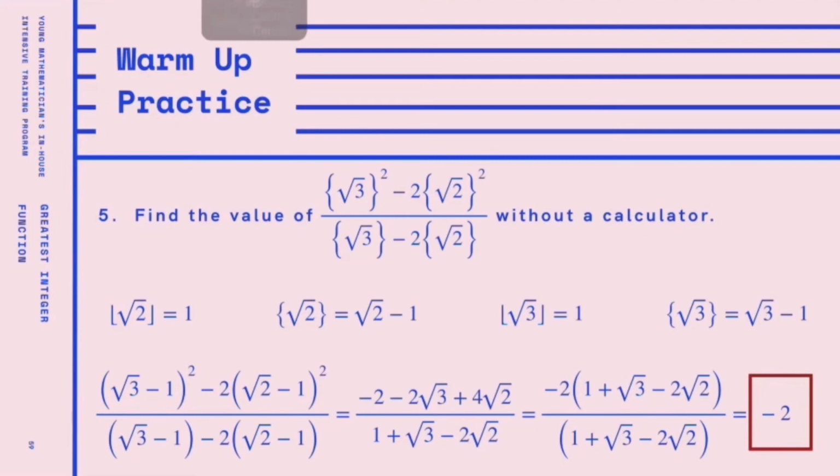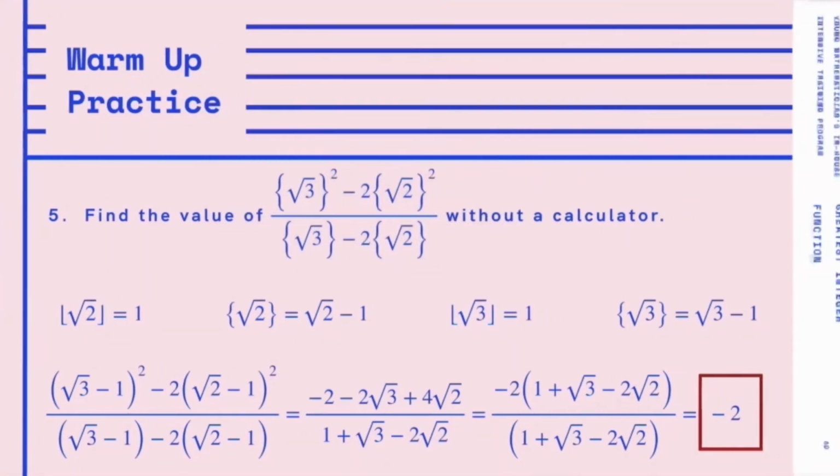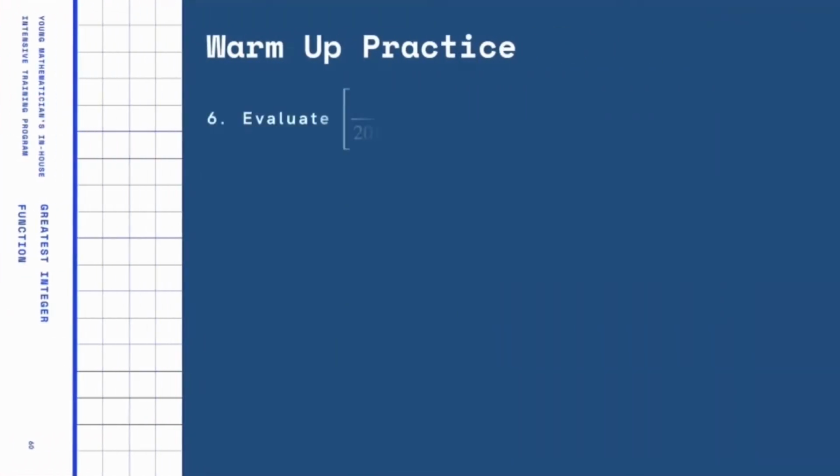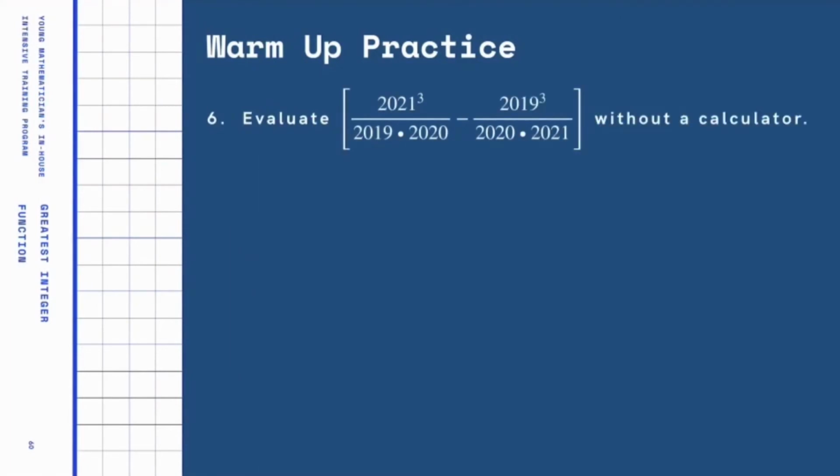Now let's solve the last problem on our warm-up practice section. Number 6. Evaluate the greatest integer function of 2021 cubed over 2019 times 2020 minus 2019 cubed over 2020 times 2021 without a calculator. Again, you can try the problem first, also without a calculator, and when you're ready, continue watching the video for a solution.